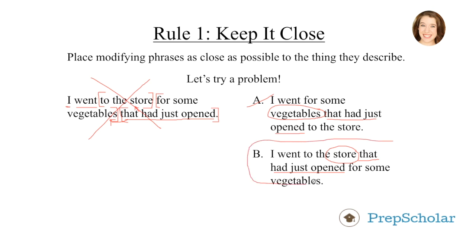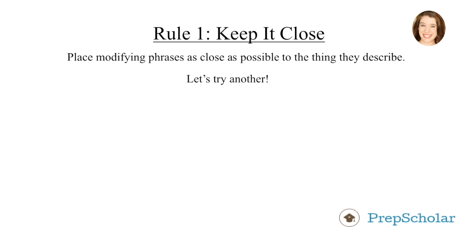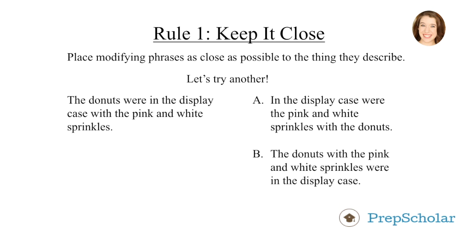This is the best way to word this sentence because it takes that modifier and places it right next to the thing that it describes. It's completely clear, and that's what we're aiming for with these sorts of questions. Let's go ahead and try another problem just to make sure we've really got this down. Here's our sentence, and here's some options for our sentence.